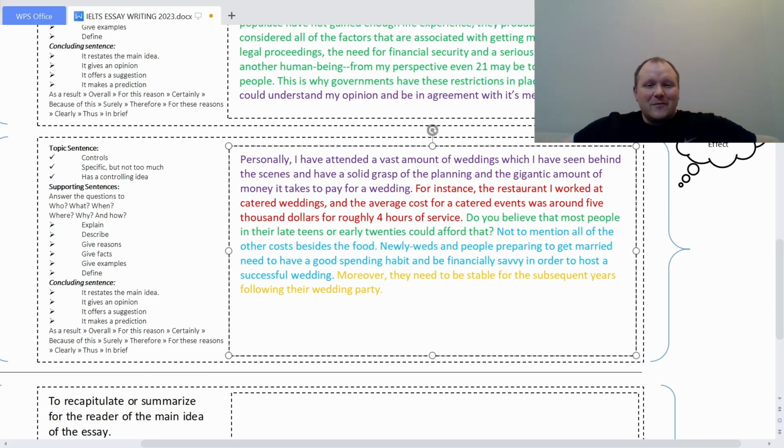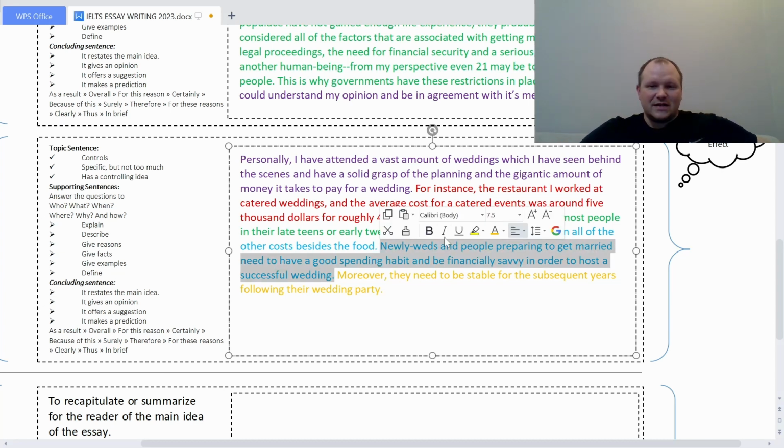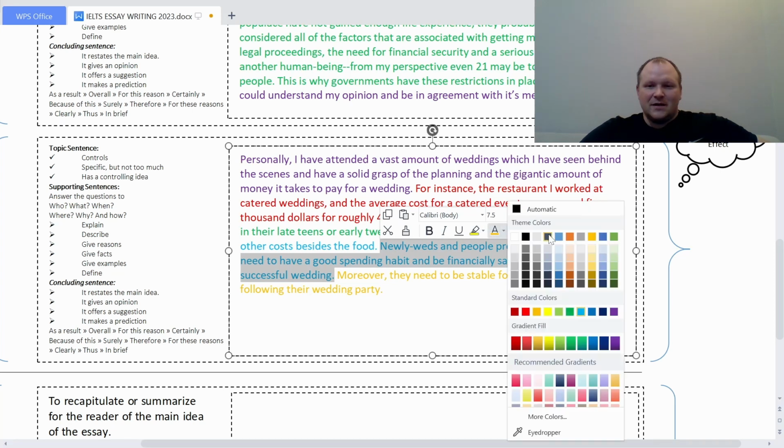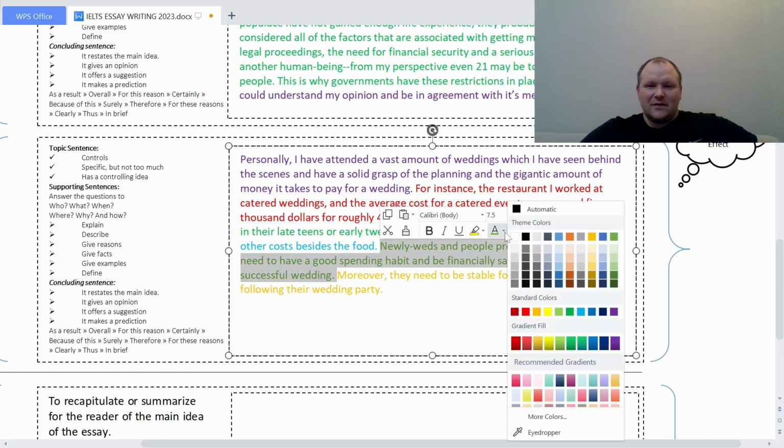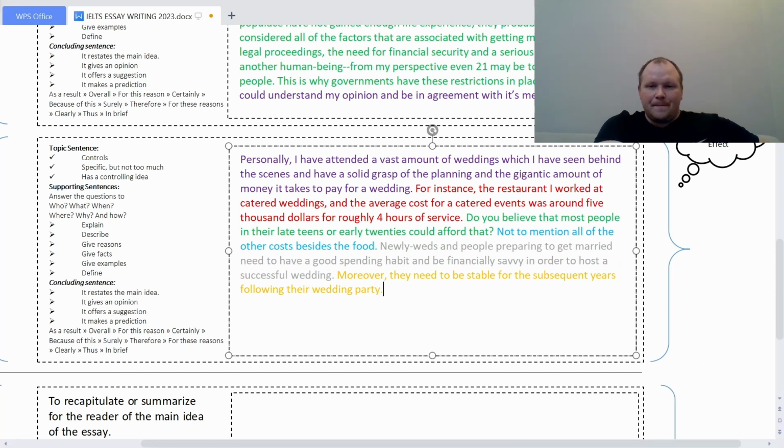Do you believe that most people in their late teens or early 20s could afford that? Not to mention beyond the food, right? We got a shorter sentence there. That's good. We have some variation in length and complexity. Spending habits.